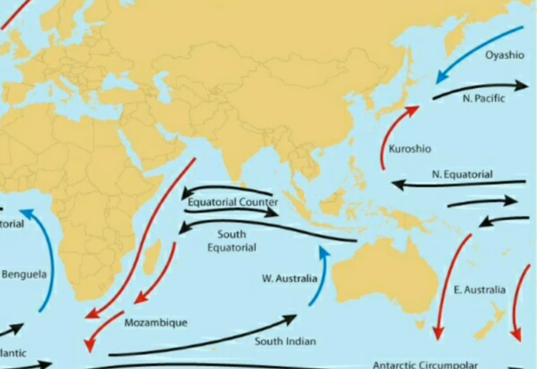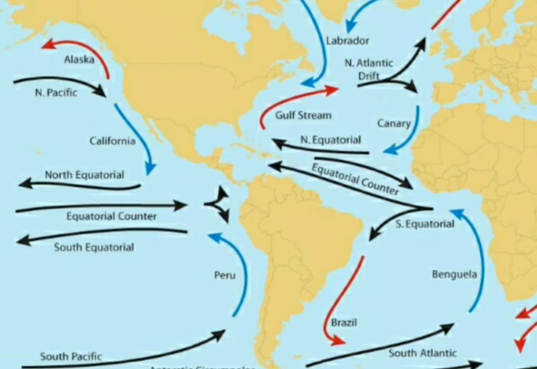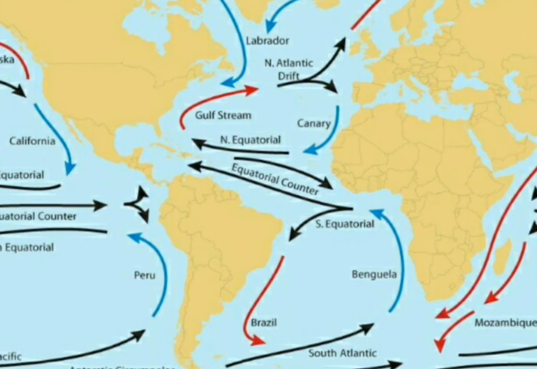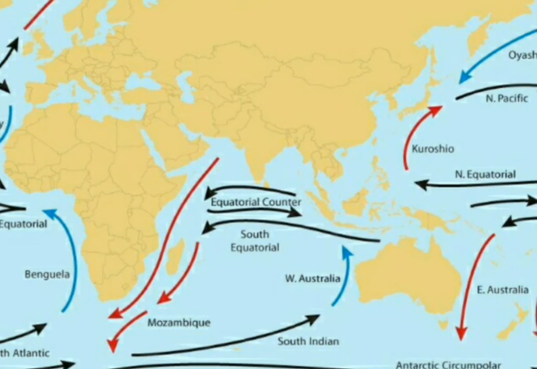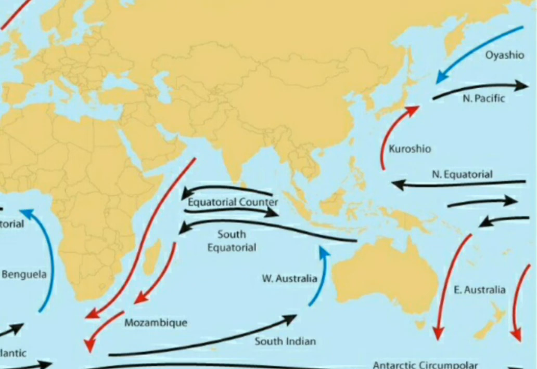Then there is the North Equatorial Current again, which is around the globe. It is in the Pacific Ocean also, in the Atlantic Ocean also, in the Indian Ocean also, and again in the Pacific Ocean, which flows towards the west. Then Kuroshio Current and Oyashio Current. Kuroshio current is a warm current and Oyashio current is a cold current.